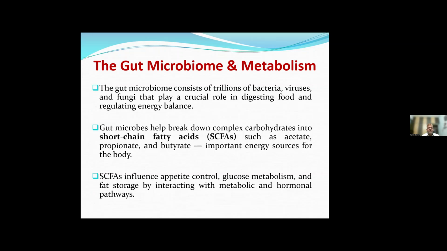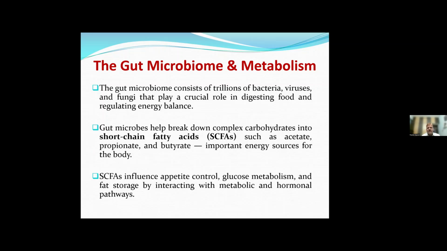Gut microbiome and metabolism. There are trillions of bacteria, viruses, and fungi that play a crucial role in digesting food and regulating energy balance. This is what nature provides us, various microbes in our gut. They have a crucial role in digesting our food and regulating energy balance, which is very helpful for weight management and obesity. These are all provided by our nature.